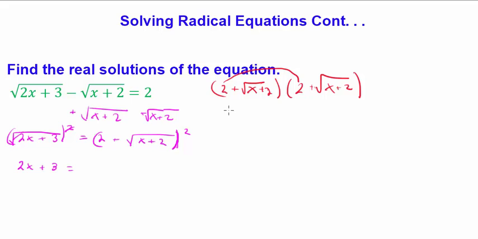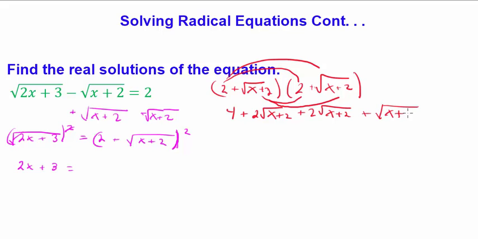So 2 times 2 is 4. 2 times the square root of x plus 2 is 2 square roots of x plus 2. Then we have the square root of x plus 2 times 2, so it's the same thing, 2 times the square root of x plus 2. And then finally we have the square root of x plus 2 times the square root of x plus 2, which is really the square root of x plus 2 squared, because whenever you take something times itself, you are squaring it. So let's simplify this a little bit.